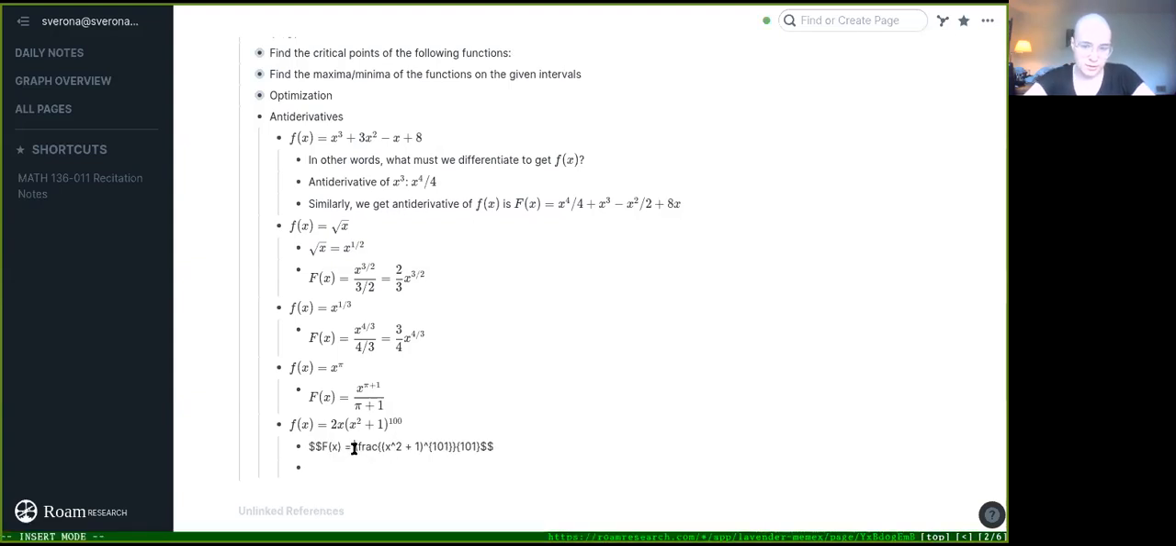Forgot my make fractions look pretty command.